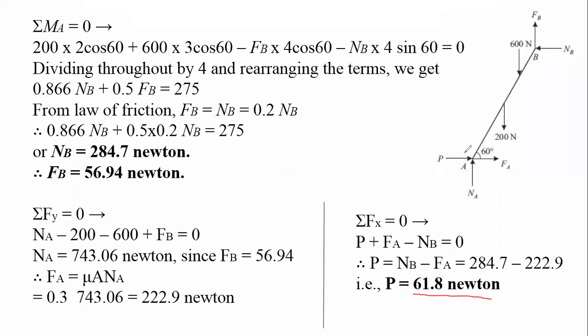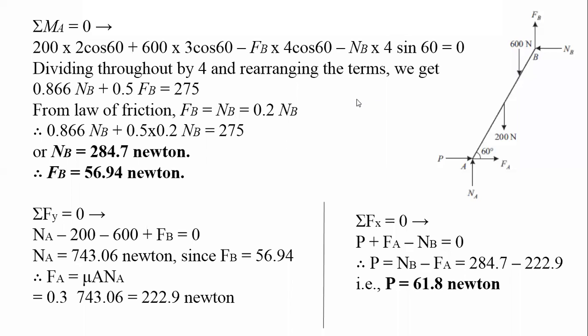It means that if we apply 61.8 Newton force in the horizontal direction at location A, the ladder will not slip. This much amount of force is required to be applied at support A. By applying this force P, the ladder will not move in the downward direction. In such a way, we can easily find out the various reaction forces occurring over that particular body.